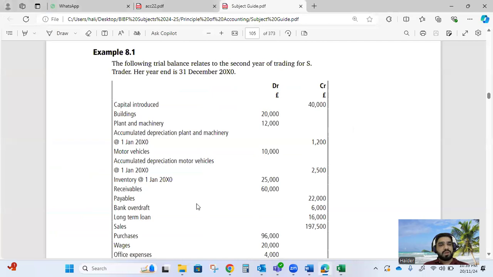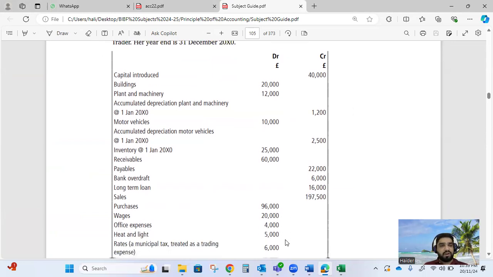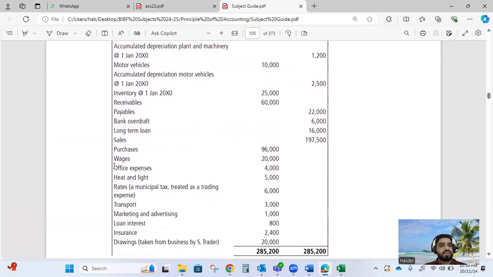Now, if you look into the question again, the sales will be placed in the income statement as sales revenue, 197,500 pounds, and then purchases will be used in the formula of cost of goods sold. Now, the next category of expense is wages expense. It will be treated in the operating expenses of the business. And then office expense is also an operating expense of the business. Heat and light is also an operating expense.